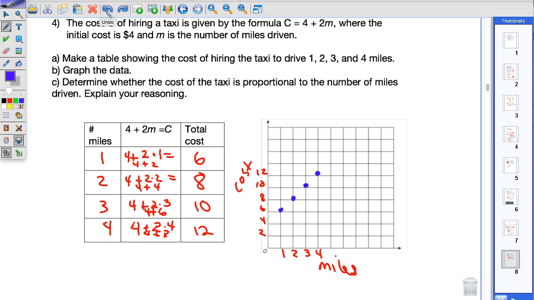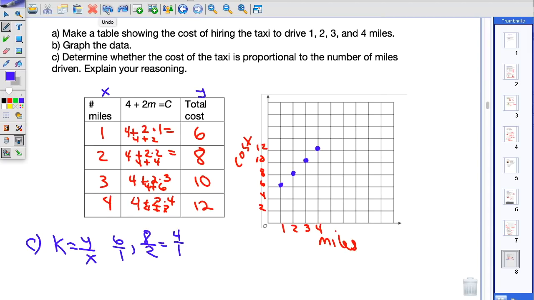C. Determine whether the cost of the taxi is proportional to the number of miles driven. Explain your reasoning. So to find your constant of proportionality, it's your y over your x. So when we take our total cost, which is your y, and your miles is x, we get 6 over 1. The second one is $8 for 2 miles, which gives you 4 over 1. So right now we can see that they're not proportional. Also, if you look at your graph, the line does not pass through the origin.